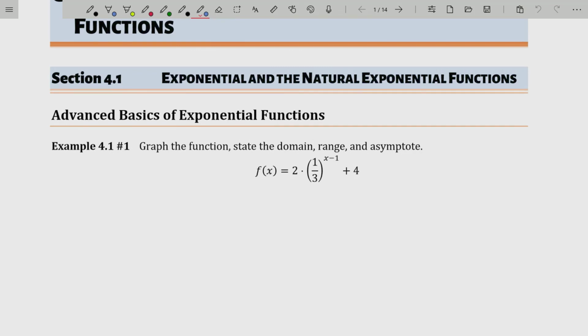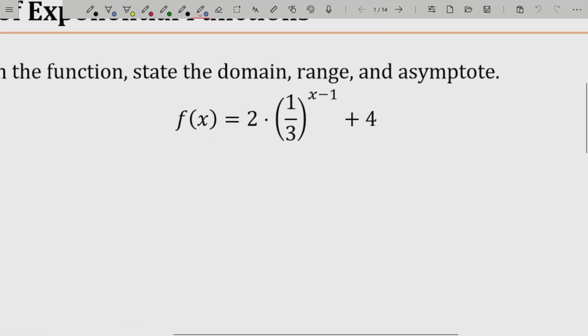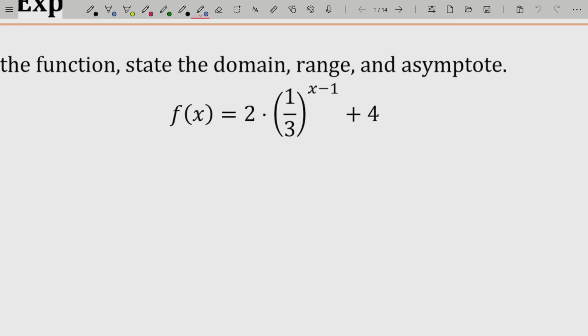So let's get started. All right, graph the function, state the domain, the range, and the asymptote. Notice that I immediately just start into the fact that you should already know this is an exponential function because it has an unknown in its exponent. That's what makes it an exponential function. Notice I'm not even writing the definition here.